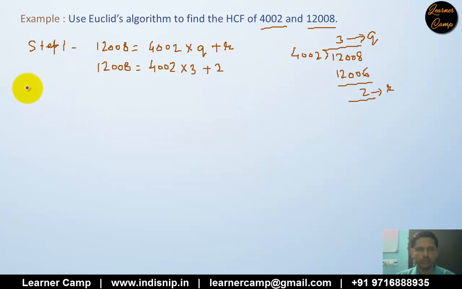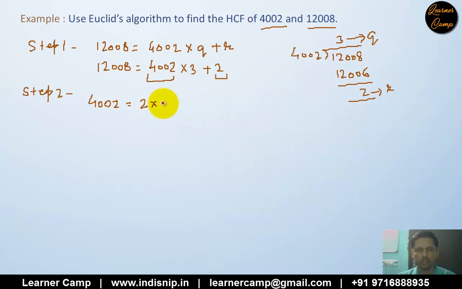Now in step number 2, we check the value of r. If r is equal to 2, then that means it is not equal to 0. So we don't have the HCF yet. So again we will apply Euclid's division lemma. But now in this case, we'll take the integers, this one, that is d, and this one, that is r. So now we have to write 4002 equals 2 multiplied by some integer plus remainder.